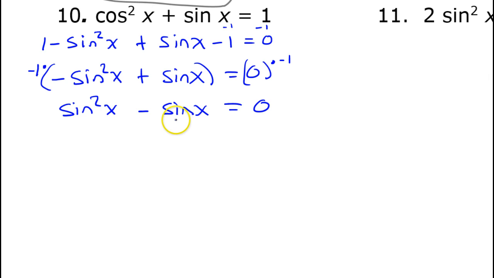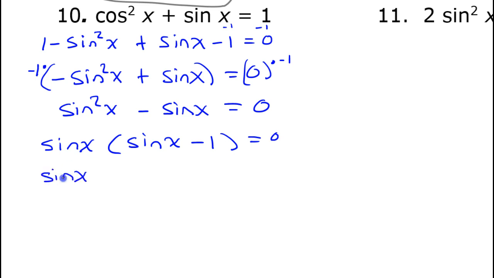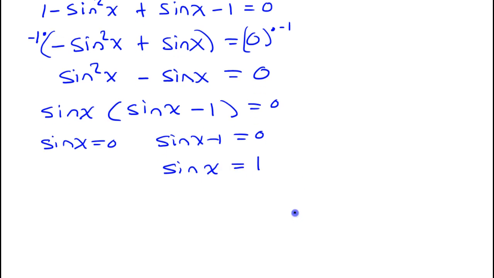Now it's time for the GCF. Sine x is a common factor, so I'll pull that outside of parentheses, and I will have sine x times sine x minus 1. Alright, now I'll set each of these factors equal to 0. So sine x equals 0 and sine x minus 1 equals 0. Adding 1 to both sides, I discover that sine x is equal to 1.